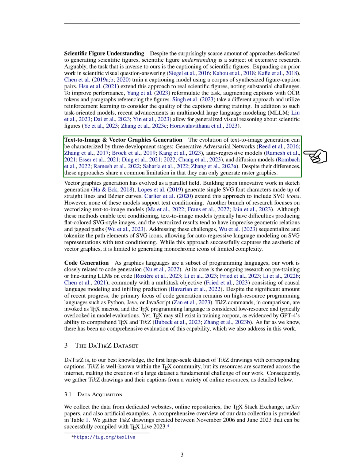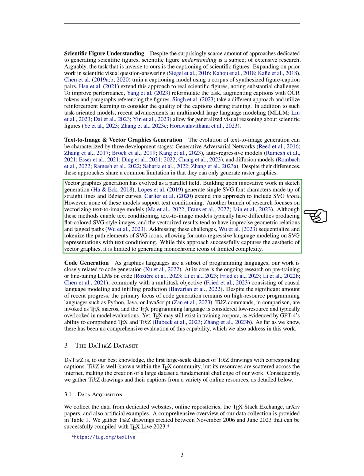There's also been a lot of progress in the field of text-to-image generation. This field has gone through 3 stages of development: generative adversarial networks, autoregressive models, and diffusion models. However, all of these approaches can only generate raster graphics. Vector graphics generation is a parallel field. Some researchers have built on innovative work in sketch generation to generate single SVG font characters made up of straight lines and Bezier curves. Others have extended this approach to include SVG icons. However, none of these models support text conditioning.